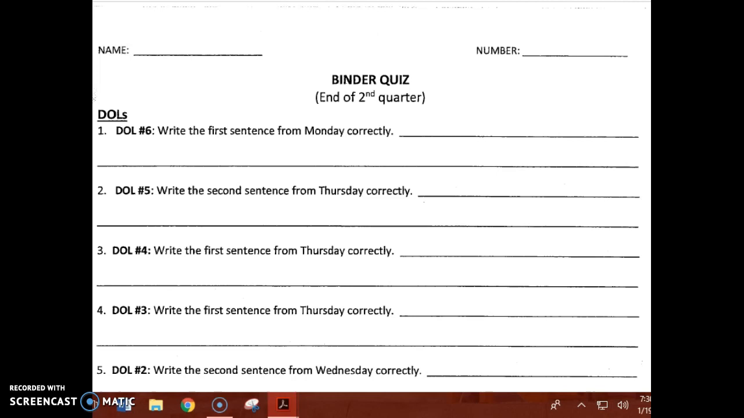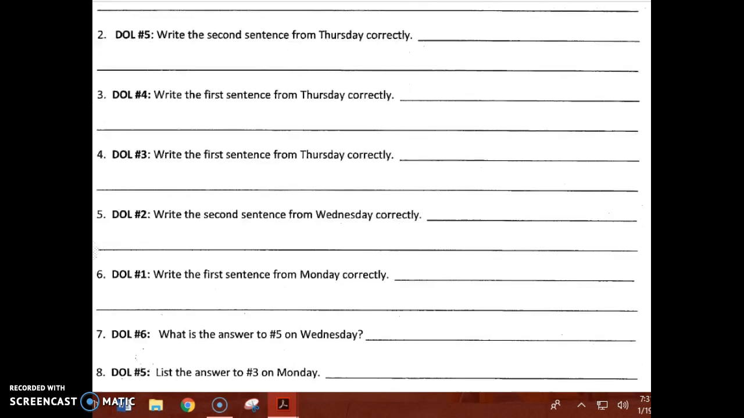Number 1, look at DOL number 6 and write the first sentence from Monday correctly. Number 2, look at DOL number 5 and write the second sentence from Thursday correctly. Number 3, look at DOL number 4 and write the first sentence from Thursday correctly. Number 4, look at DOL number 3 and write the first sentence from Thursday correctly.